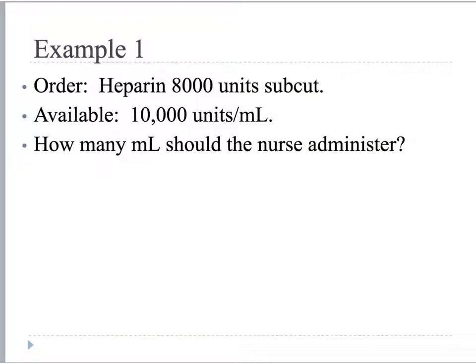So let's take a look at a number of different examples where we're looking at different forms of heparin. So example 1, we have an order for heparin 8,000 units subcut. What's available is 10,000 units per ml. So right away you can see how this could be very easily calculated incorrectly by just dropping a 0 here or there, and that could throw off our dose completely. So be very careful as you work with the zeros here, as you work with each number.